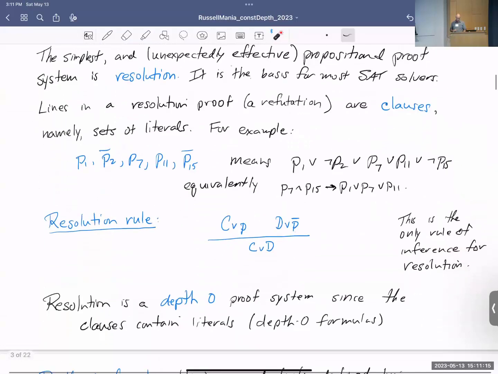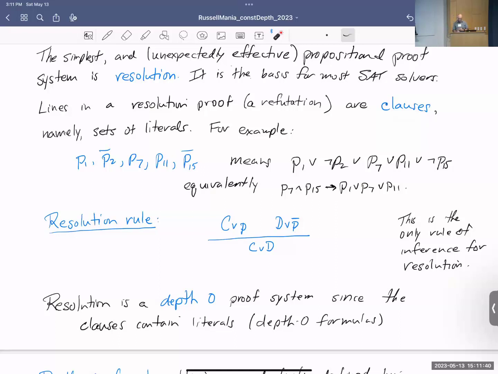The simplest propositional proof system that's widely used, well, maybe not quite true, is resolution, or some fragments found from conflict-driven clause learning. This is the basis for most SAT solvers, by no means all, but for most of the successful SAT solvers. Lines in a resolution proof are clauses. So that means disjunctions of literals. A literal is a variable or a negated variable.